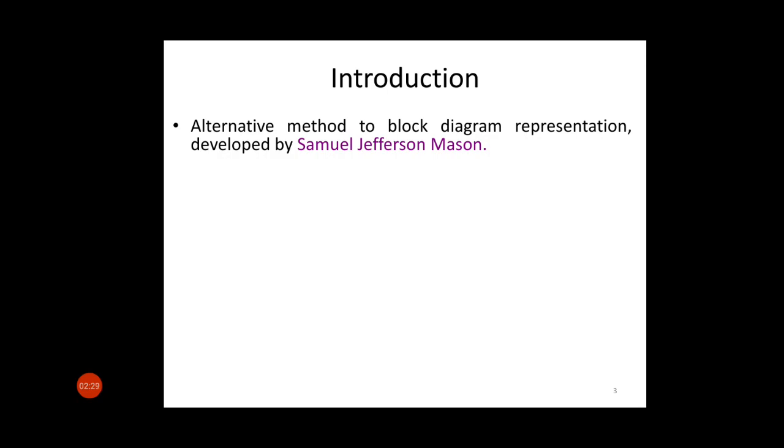So basically, block diagram is a pictorial representation of a control system, whereas signal flow graph is a graphical representation of that control system. To find out the transfer function of signal flow graph, we use Mason's gain formula. This formula was developed by Samuel Jefferson Mason. According to his name, this formula is called Mason's gain formula.